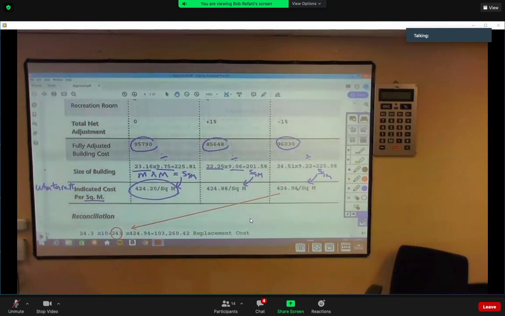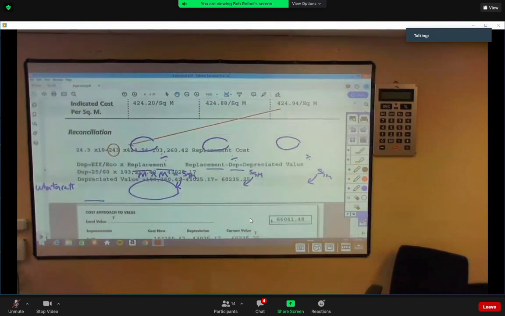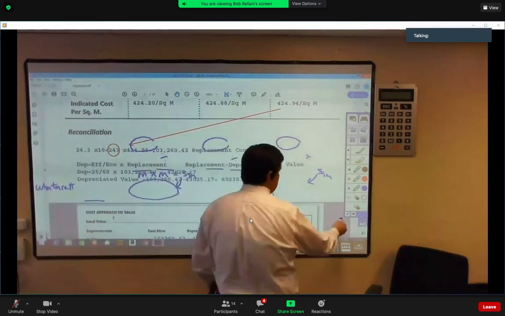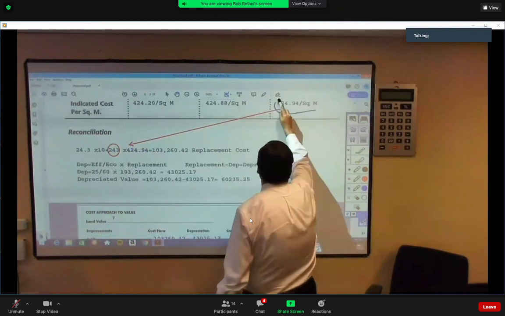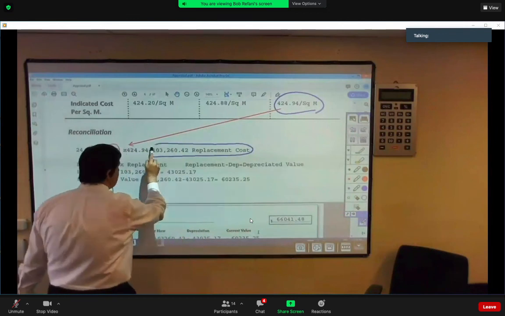So that one, I'm going to multiply by the most recent one. I'm going to go to the third one, and that's going to give me the replacement cost. That's how I'm going to get the replacement cost for the main building. So now you need to do the depreciation. Again, I got the square meter of the house, my subject property. I multiply by the most recent one, which is this one, and it's going to give me the replacement cost. So now I need the depreciation.